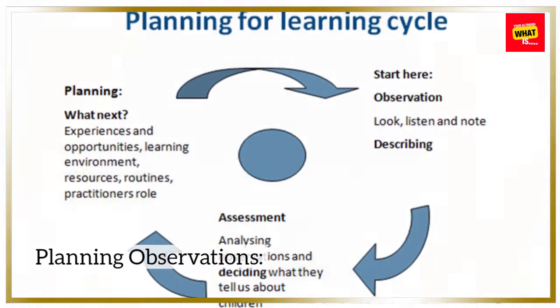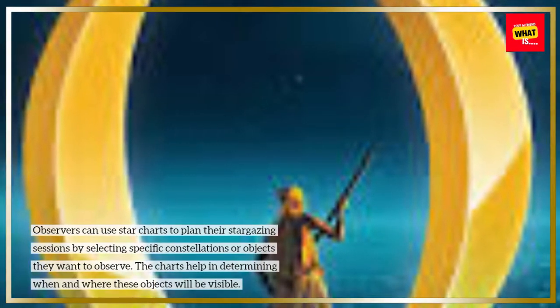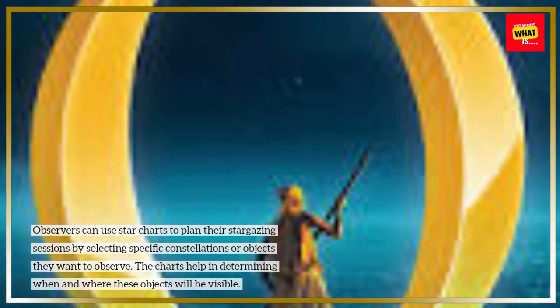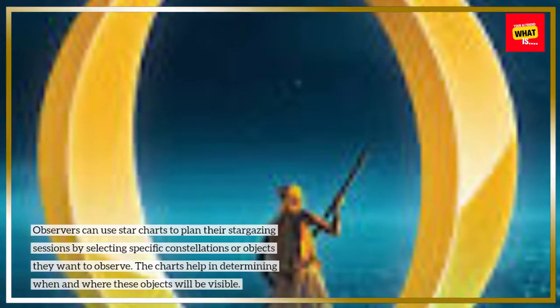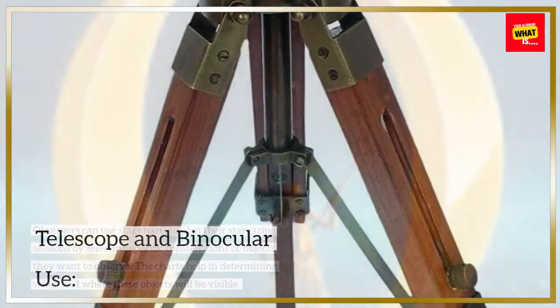Planning observations. Observers can use star charts to plan their stargazing sessions by selecting specific constellations or objects they want to observe. The charts help in determining when and where these objects will be visible.